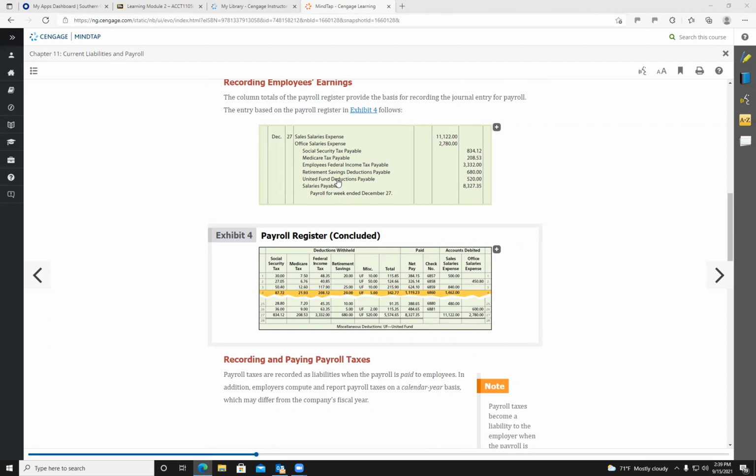So those checks are going to be comprised of the employees and the employer's portion. Okay. And then of course, based on how you pay your employees, whether direct deposit or checks, your offset there is going to be your salaries payable.